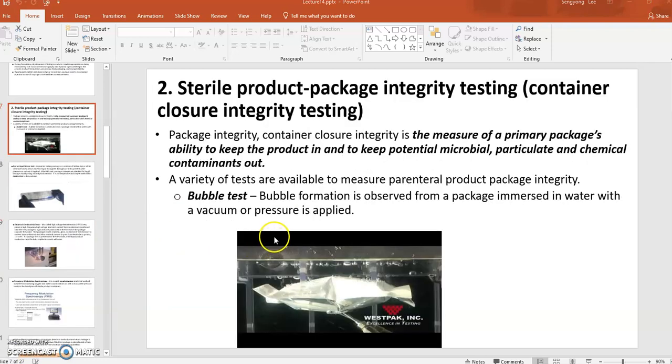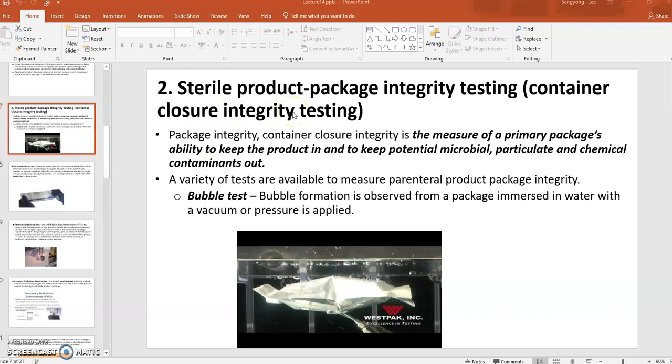Now let's talk about sterile product package integrity testing. So we understand the different packaging materials you use for your product, right? Primary packaging material, secondary packaging material. You need to test the integrity of those packaging materials and see if they are still intact, not leaking, and not damaged. So we consider those package integrity testing.